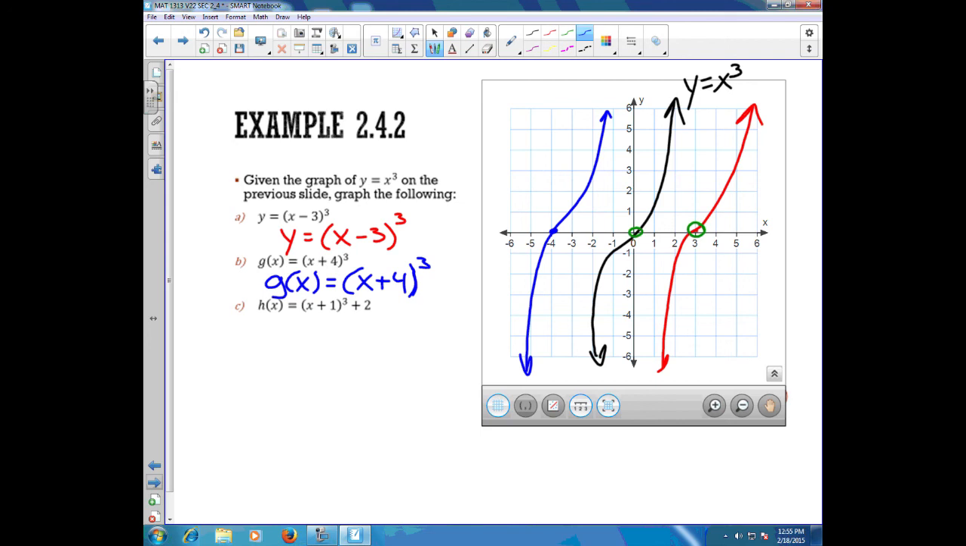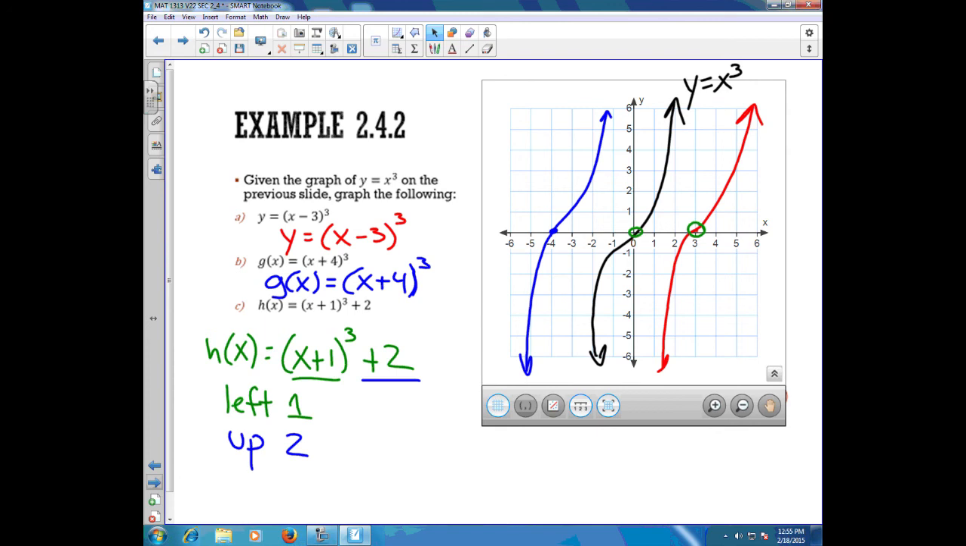Finally, we can combine these horizontal and vertical translations together. So our last function, h of x equals (x plus 1) cubed plus 2. X plus 1 within the function on the inside of the cubed part tells us that we're going to go to the left 1 unit. And then the plus 2 on the outside tells us to go up 2 units. So we're going to start from our 0 point, and we're going to go to the left 1, and then up 2, and here's our new 0 point. And so there's our new graph. Same picture, just shifted to the left 1 and up 2 units.